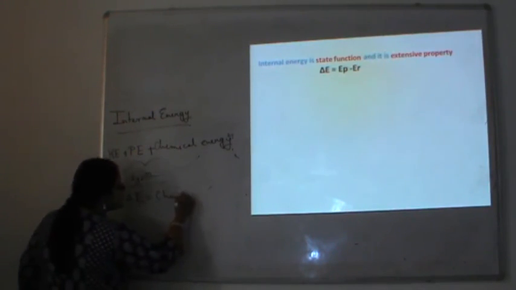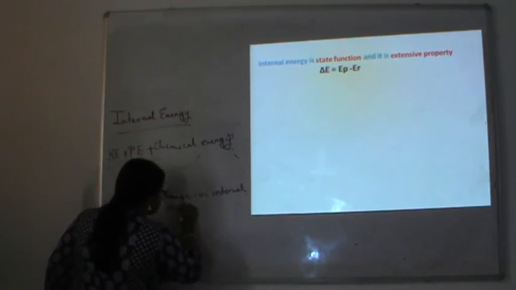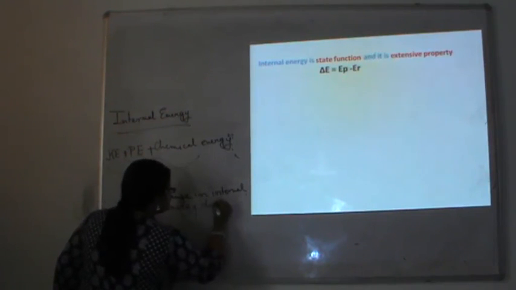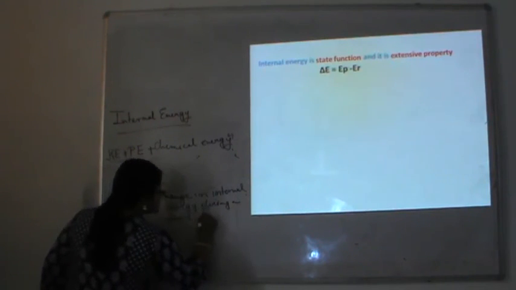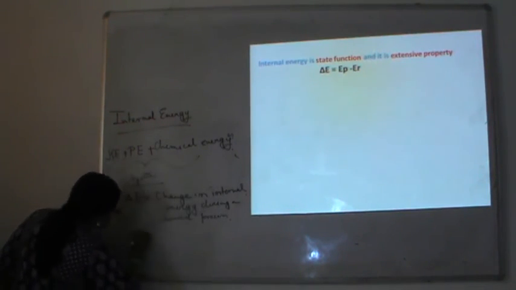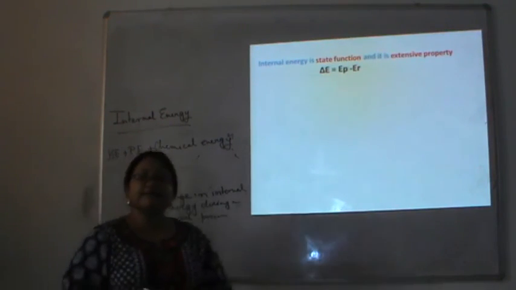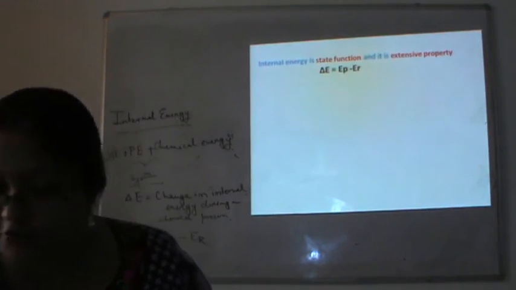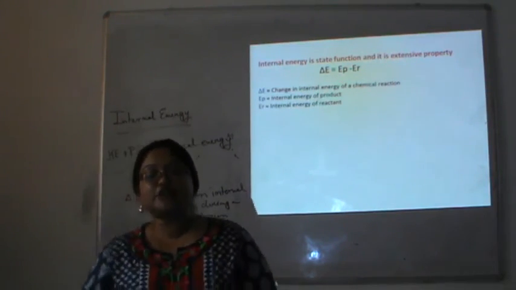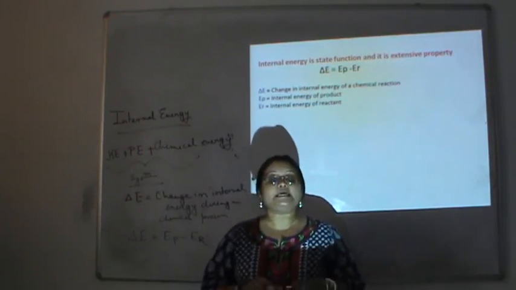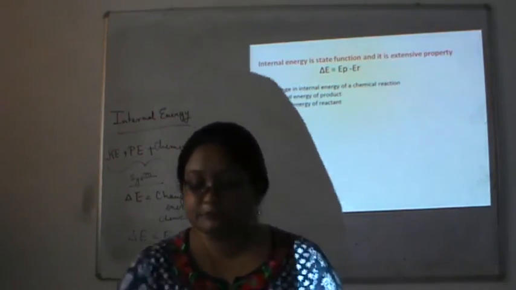Delta E is change in internal energy during a chemical process. Delta E is equal to EP minus ER. EP is the internal energy of the products. ER is the internal energy of the reactant. So delta E is the change in internal energy of a chemical reaction. EP is the internal energy of the product. And ER is the internal energy of the reactant.